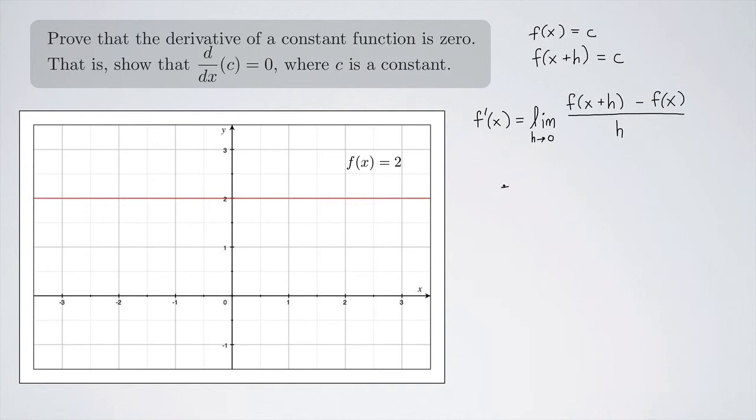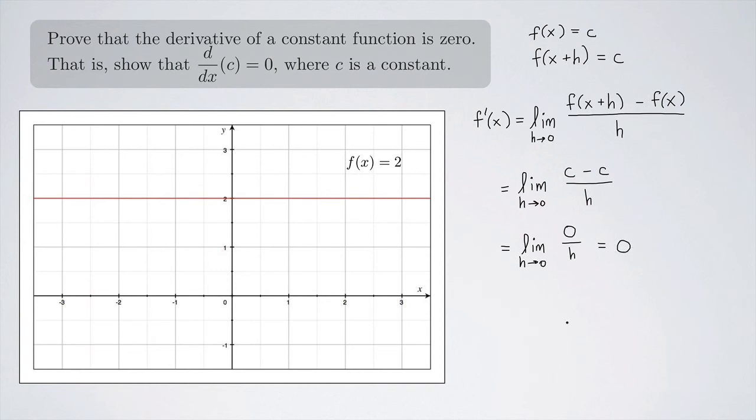So for this limit definition of the derivative here, this is just going to be the limit as h approaches 0 of c minus c over h. Not very exciting. c minus c, well, that's 0. So this is just going to be the limit as h approaches 0 of 0 over h. Well, 0 over h, as h approaches 0, that's just going to be 0.